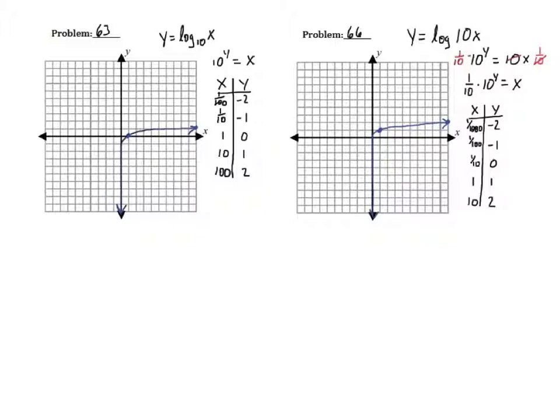Well, if we look at the second graph, it looks very similar, except now we go through the point (1, 1), and we go through the point (10, 2). All that's changed is that this graph got shifted up 1. Everybody see that now?